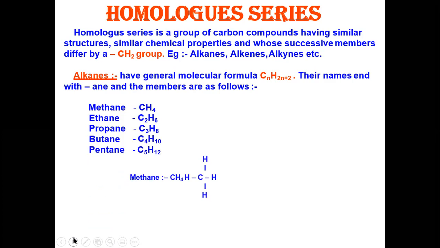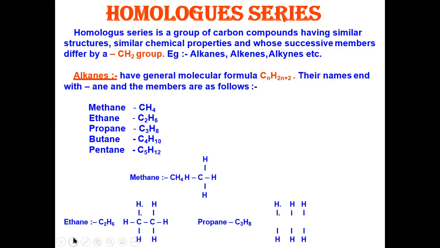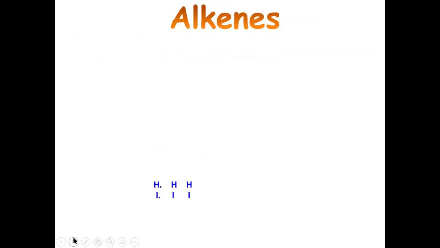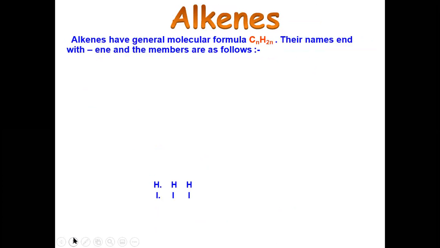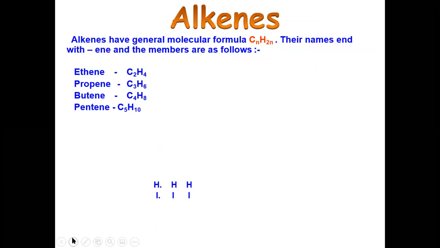This is the structure of methane. This is the structure of ethane and propane. Now we will discuss alkenes. Alkenes have the general molecular formula CnH2n, and their names end with ENE. The members are ethene C2H4, propene C3H6, butene C4H8, pentene C5H10.